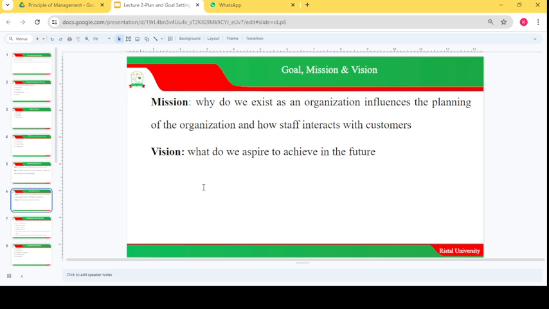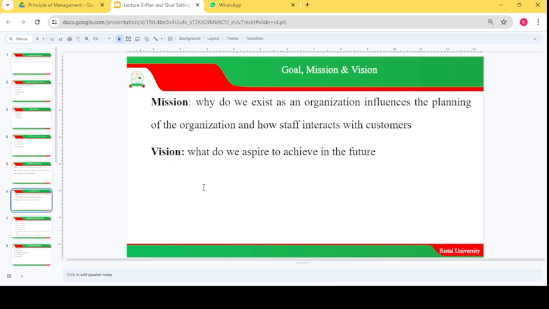So let's look at the goal, mission, and vision. The vision is your aspirational statement. It describes the desired future state of your organization, painting a picture of what you want to achieve in the long term. So it can be 10 years and above. A vision is what we aspire to achieve in the future.